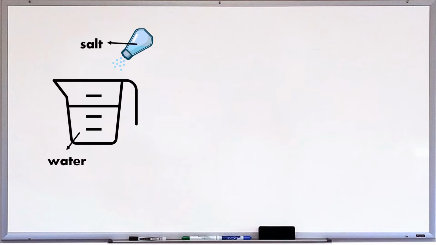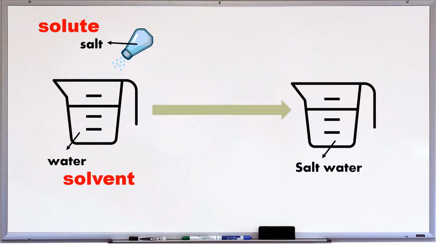Today, I will explain the basic concepts and principles of dissolution. When salt dissolves in water, a substance like salt is called a solute, and a substance that dissolves other substances like water is called a solvent. And the salt water made in this way is the solution.